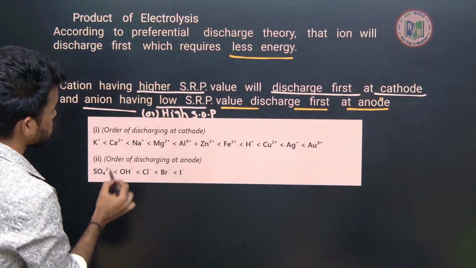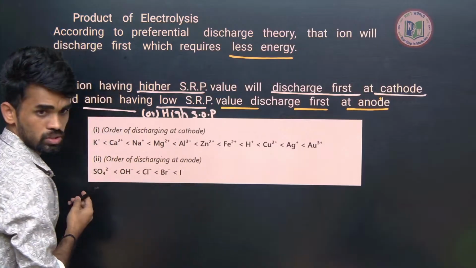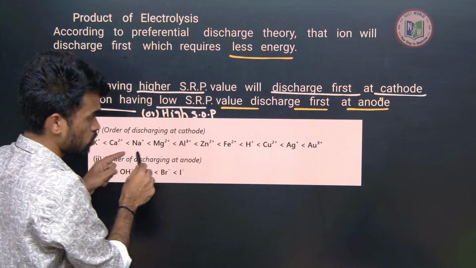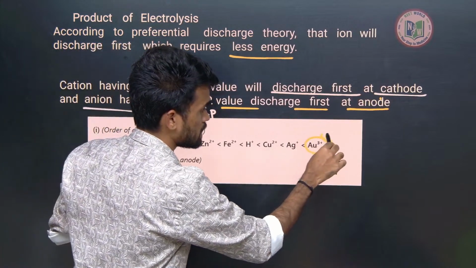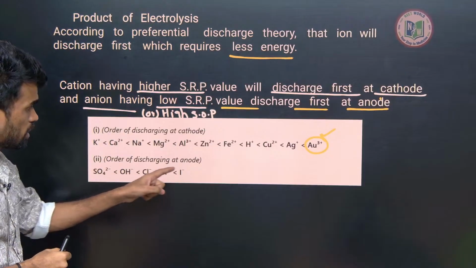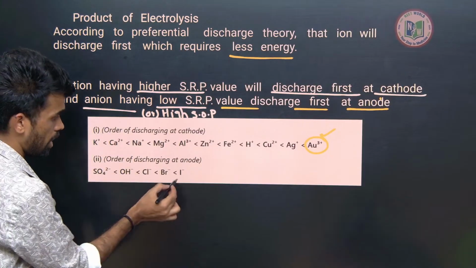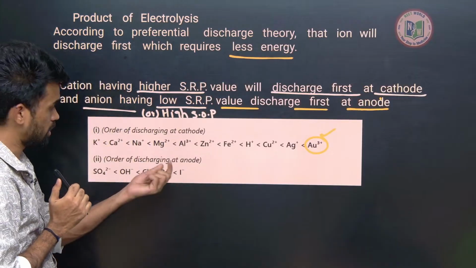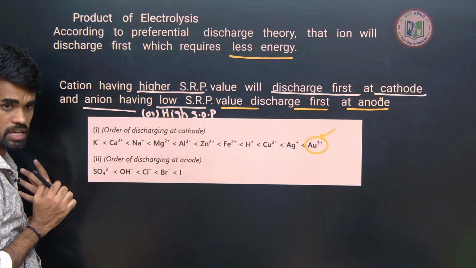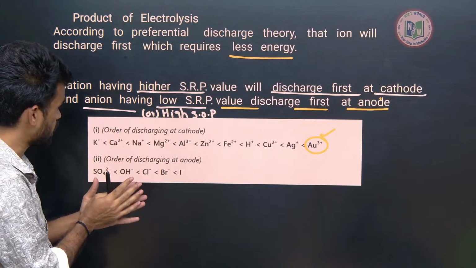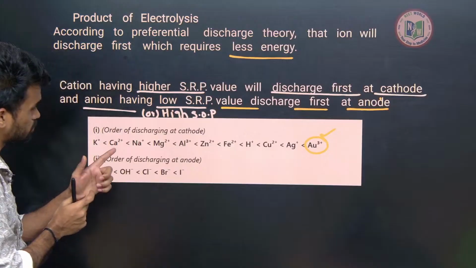look at this. The order of discharging at the cathode. Which is discharged at the cathode first? See, as we move this side, gold will discharge first, Au plus 3 will discharge first. And the order of discharging at the anode: among anions, iodide is discharged first and the least is sulfate. So these are also important to remember. Just look at how they are.